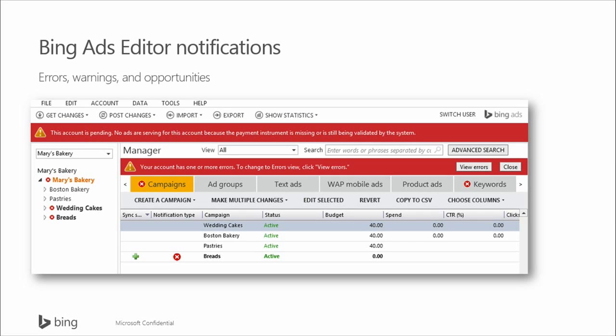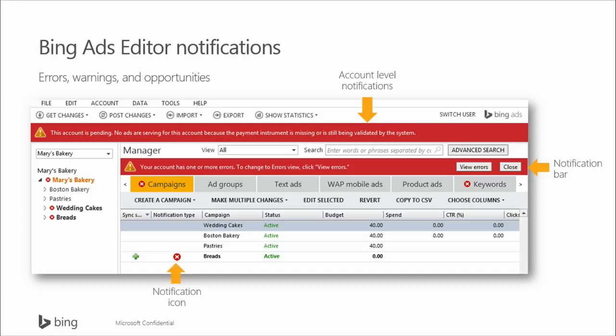Some of the ways Bing Ads Editor can scream at you and tell you what is or is not working well. First of all, you'll see we've got account level notifications telling me payment has not been set up, so none of this is going to go live. I can see the notification bar where I understand if any errors have happened. I can view those errors and walk through those.